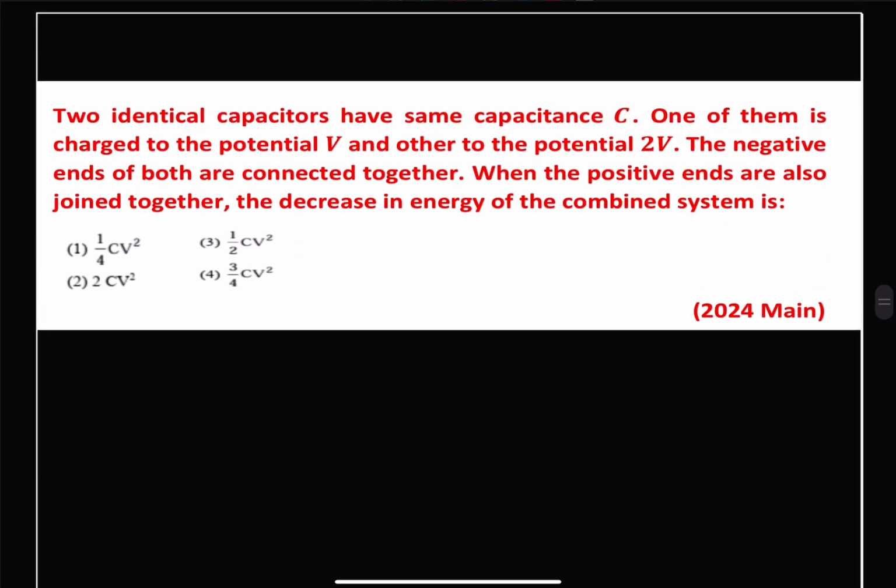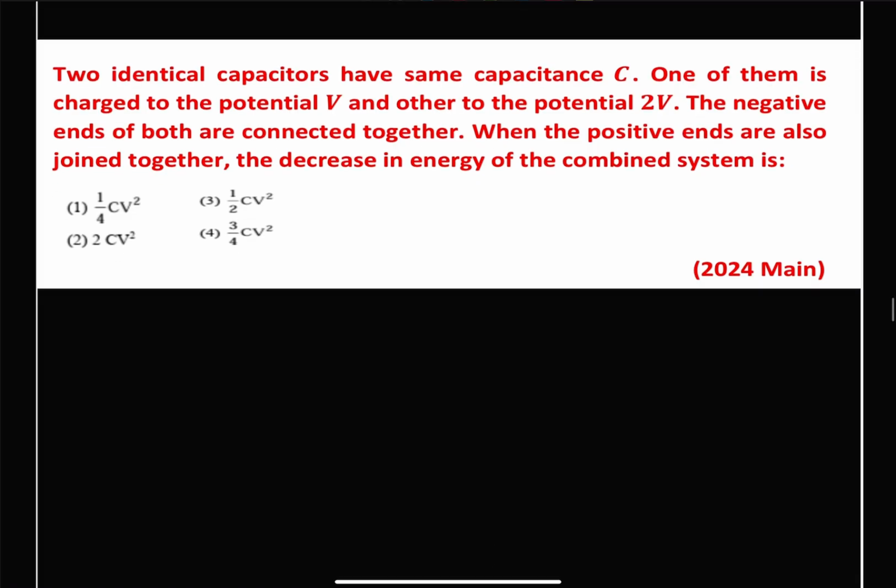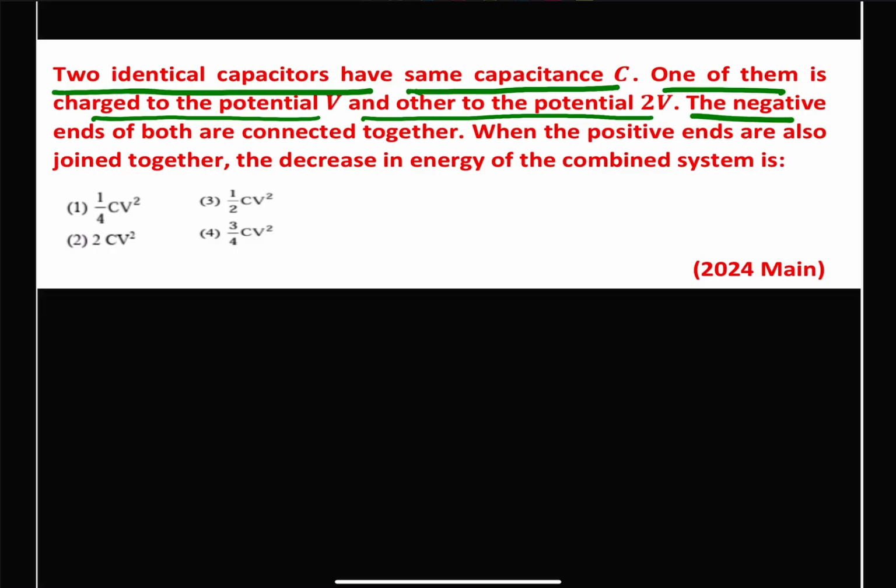It says that two identical capacitors having same capacitance C, one of them is charged to a potential V and other to the potential 2V. The negative ends of both are connected together. When the positive ends are also connected or joined together, the decrease in energy of the combined system is.